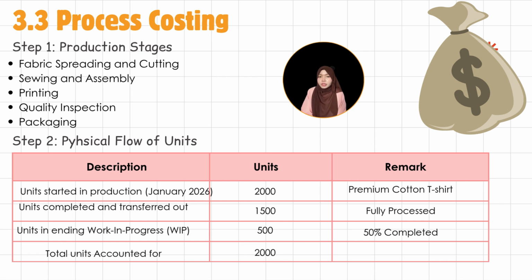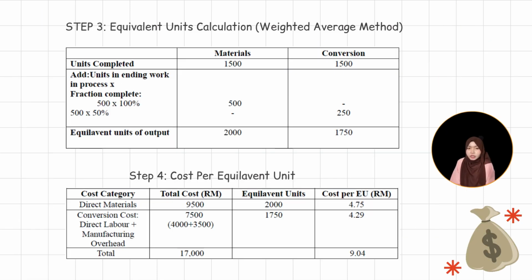Moving forward, our next step will be to calculate the equivalent unit of production to assign the material and conversion cost to this unit accurately. Next, let us look at step 3, which is the equivalent unit calculation using the weighted average method. We break this down into 2 categories, material and conversion.